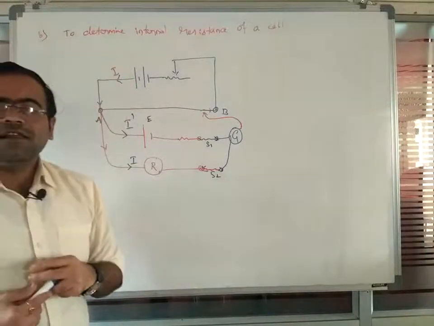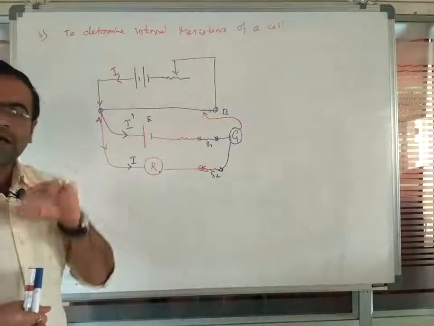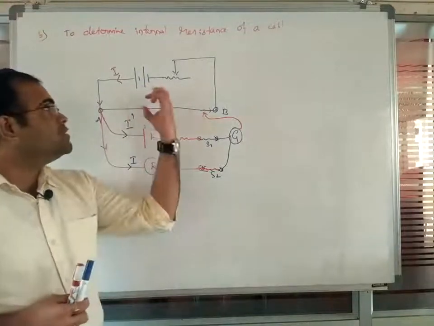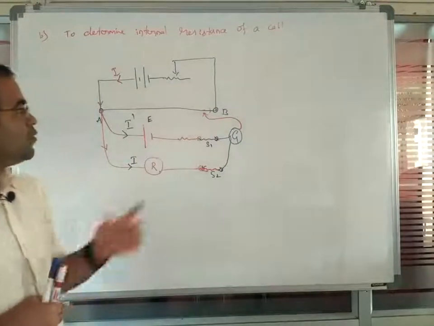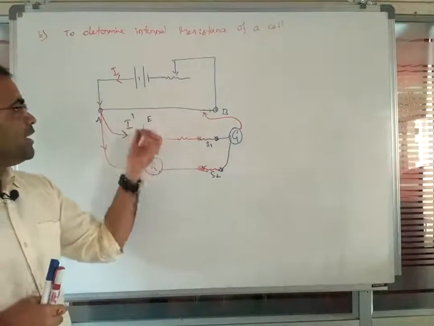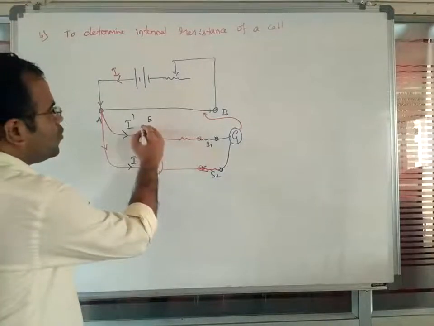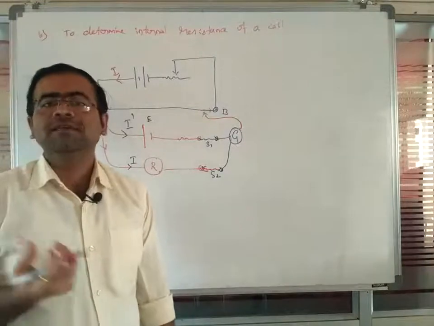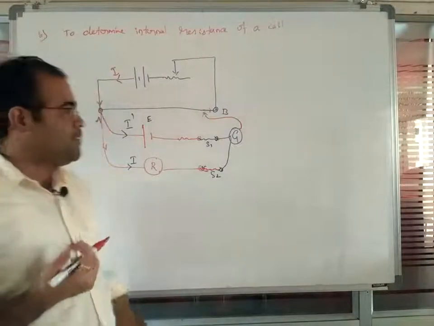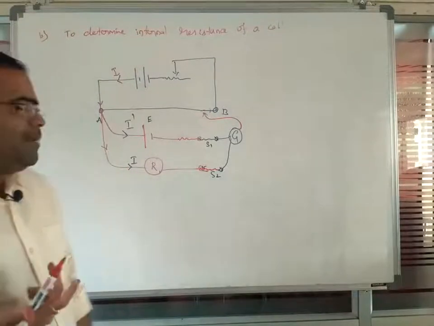determine the internal resistance of a cell. So you are going to use a potentiometer in order to identify the internal resistance of a given cell. What amount of internal resistance it is having, that you are going to determine by the application of a device called a potentiometer. So this will be taken as the second practical application here.